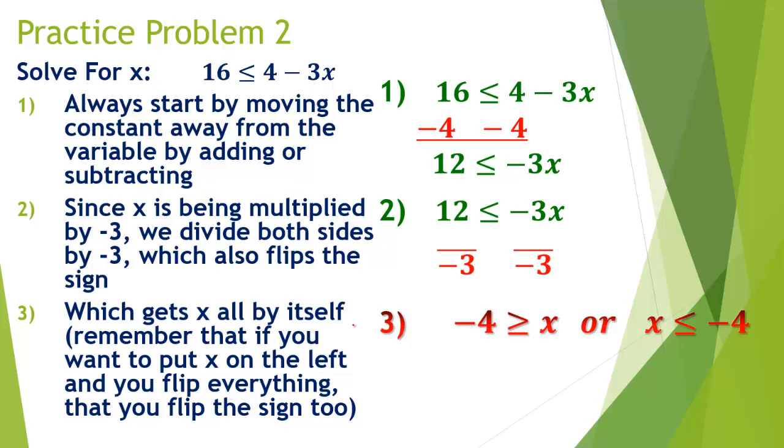So you can either leave it like this, negative 4 is greater than or equal to x, or if you want to flip it and you're insistent on having that x on the side that you're used to, just remember that not only do you switch the number and the variable, but you have to flip the sign, because here x is less than negative 4, so you've got to keep that throughout.